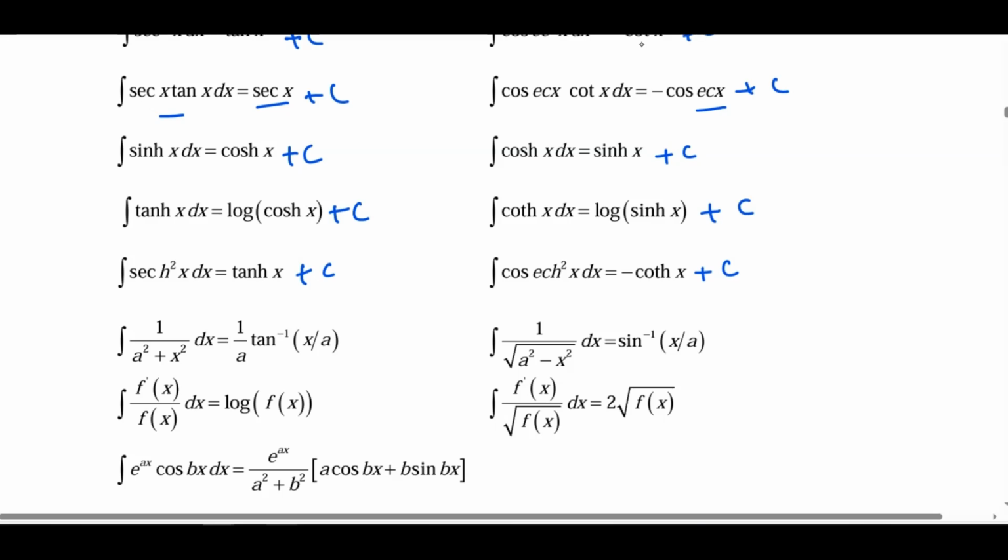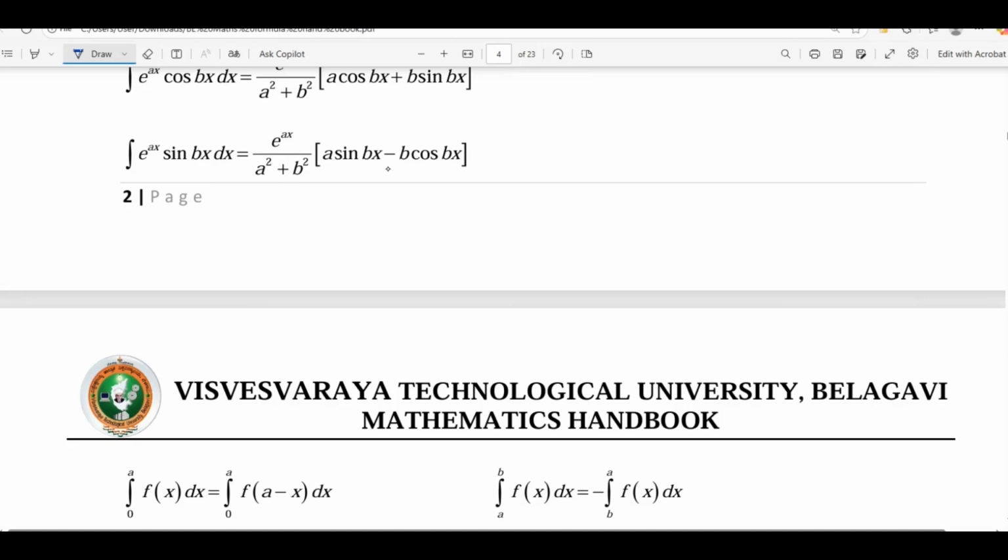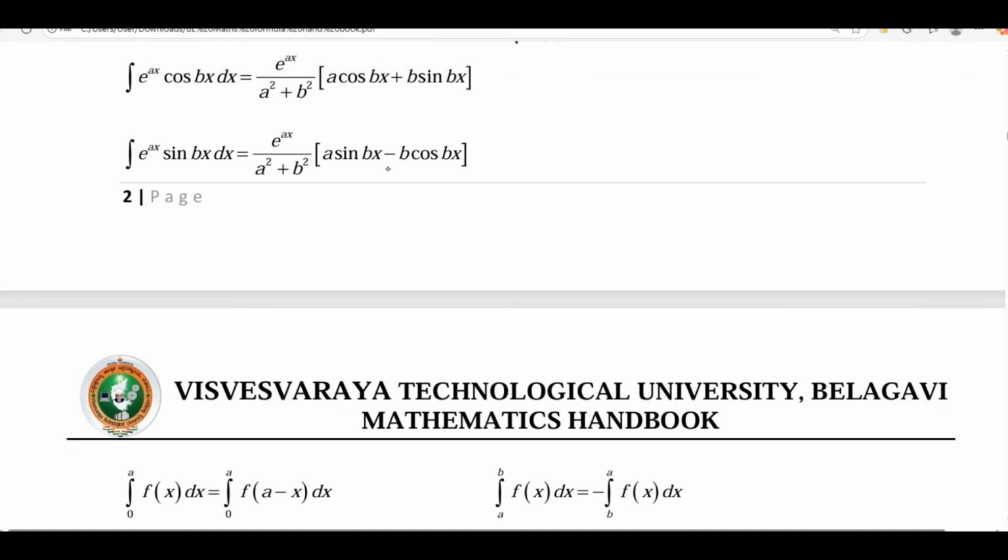Then 1 by a square plus x square will be 1 by a tan inverse of x by a. Then 1 by root of a square minus x square will be sin inverse of x by a. Then f dash of x divided by f of x will be log of f of x. F dash of x divided by root of f of x will be 2 root of f of x. Integration of e power ax cos bx will be e power ax divided by a square plus b square into a cos bx plus b sin bx.